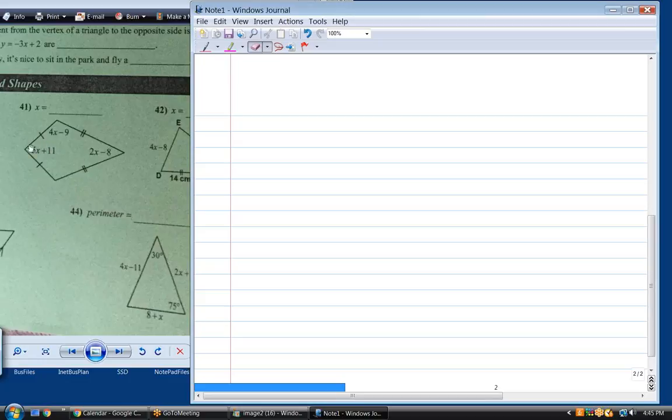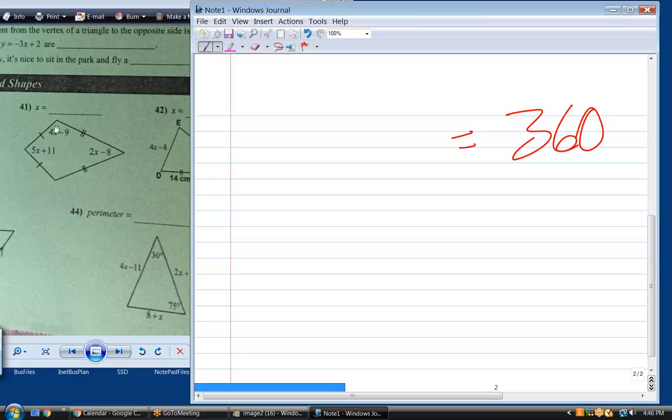So, how am I going to solve? Each of these things are one of the angles. How can I solve for x? Well, you can find the amount of degrees the whole thing's going to be. What's it going to be? How many? 4, 2 times 180 is 360. Okay. So the sum of the 4 angles is equal to 360.